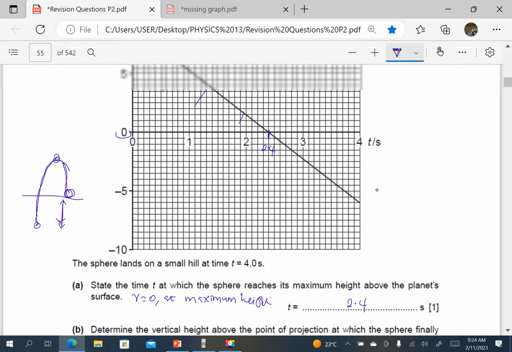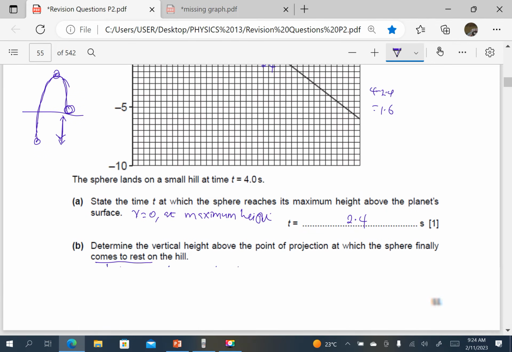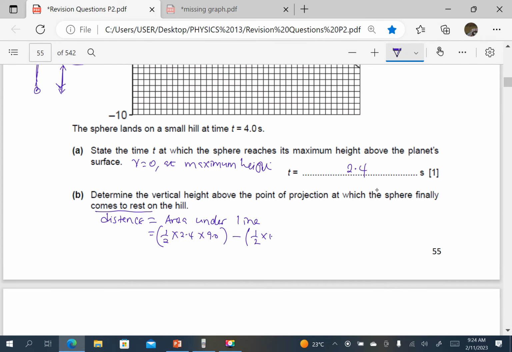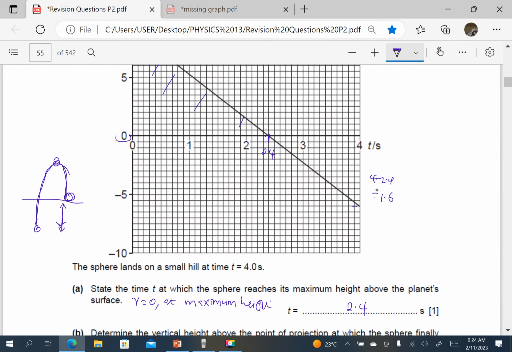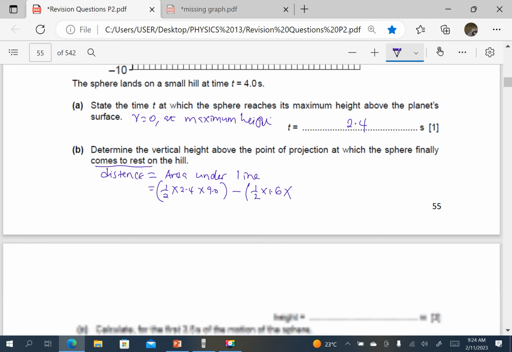The base is from 2.4 to 4, so we have 4 minus 2.4, which is 1.6. So times 1.6. Then on the vertical, we have this one here, which is 6, negative 6. So this will be times 6.